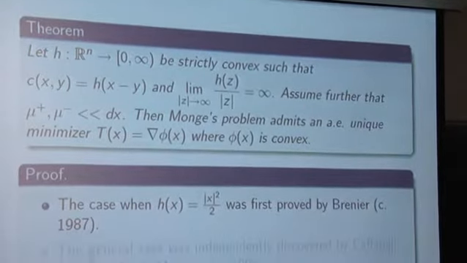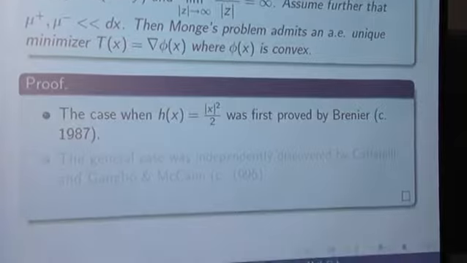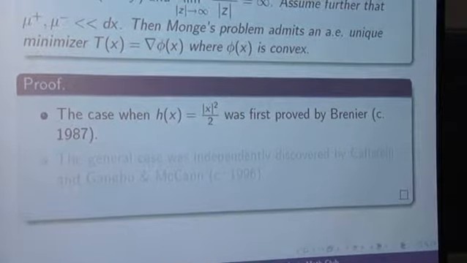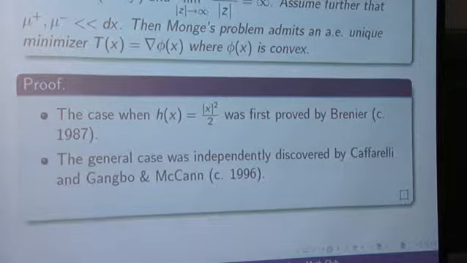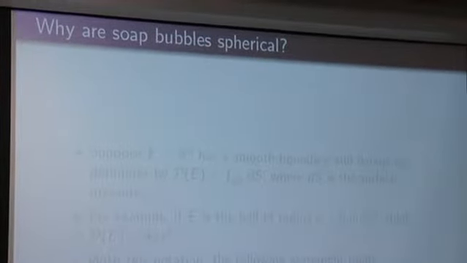Okay, in this case, this was done by Brenier in 1987. He's a French mathematician, and I actually met him this past summer. He's a really nice guy. And the general case was discovered independently by Gangbo, McCann and our very own Luis Caffarelli, in about 96. So we've already addressed the question of why soap bubbles are spherical. So let's try to relate the Monge problem to the isoperimetric inequality.